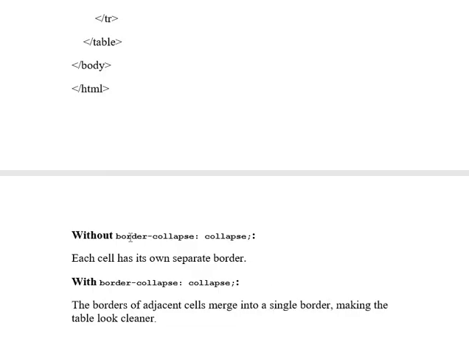And if you are not using this border collapse property, which is one of the CSS properties, then each cell of the table, you can see, has a separate border. So this is how tables can be created in HTML, and different styles of presentation you can apply to the table, and different CSS properties also you can apply to the table.